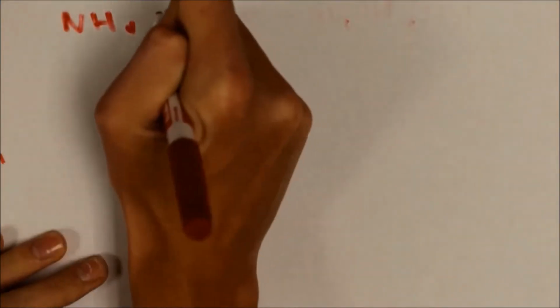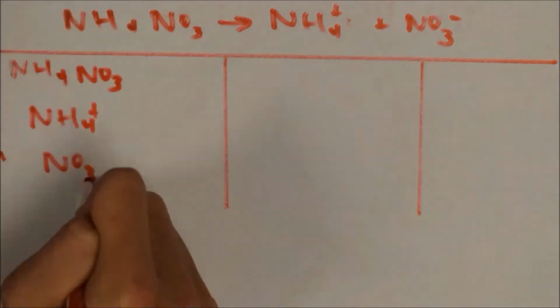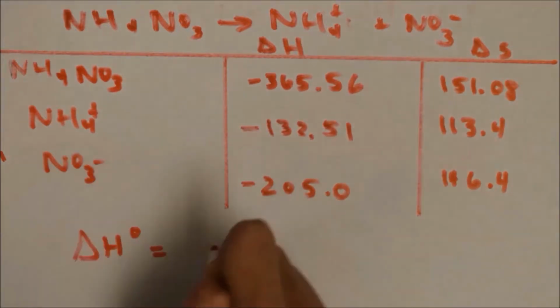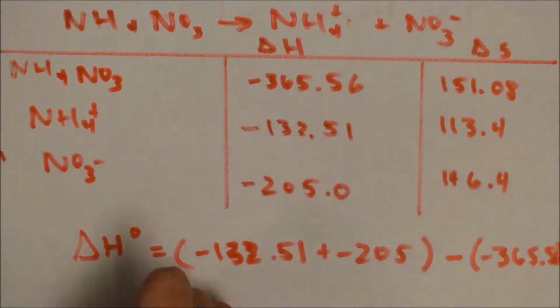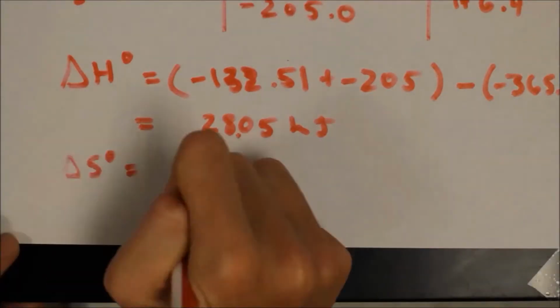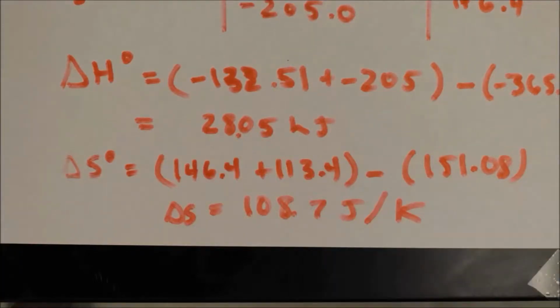For our first example, we'll find the standard Gibbs free energy of the dissociation of ammonium nitrate into its respective ions. Now we have the standard entropy and enthalpy of each of the compounds in this reaction. To find the standard enthalpy, we'll simply do products minus reactants to get a value of 28.05 kilojoules. To find the standard entropy, we'll do the same, products minus reactants, to get a standard entropy of 108.7 joules per Kelvin.